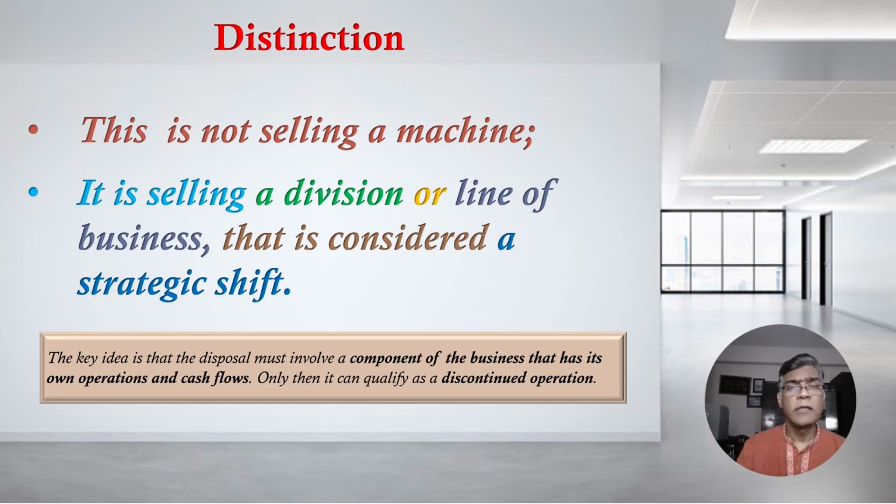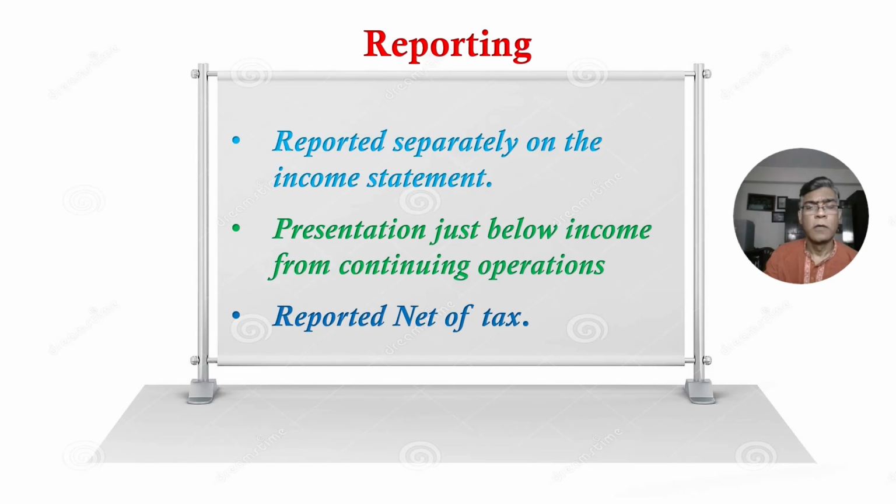It is very important to understand the distinction here. A discontinued operation is not the same as selling a single asset. For example, if a company sells a machine, that is simply a gain or loss on disposal of an asset. But if the company sells an entire division, that is considered a strategic shift. The key idea is that the disposal must involve a component of the business that has its own operations and cash flows. Only then can it qualify as a discontinued operation.